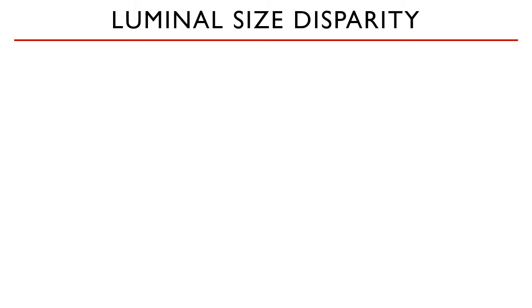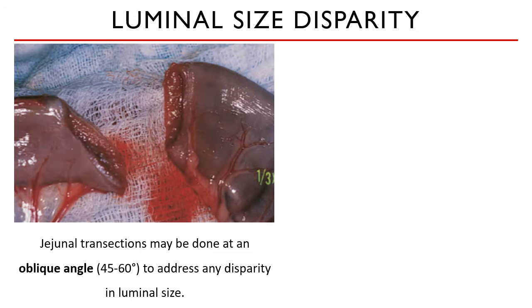Another way to do your transections is to do it at an oblique angle, as seen in this image. Transections are done with either a scalpel blade or Metzenbaum scissors. This method equalizes the lumen size of both segments.